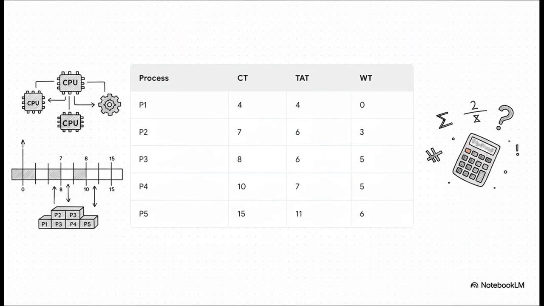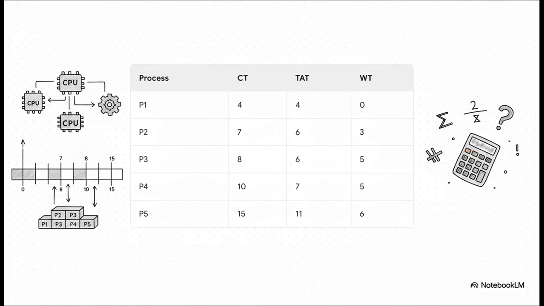Okay, let's build this Gantt chart together. We start at time 0. Who's in the ready queue? Well, only P1 has arrived, so it gets the CPU. Its burst time is 4, so it runs from time 0 all the way to 4. That means its completion time is 4. Simple enough. Now, at time 4, we stop and look at our queue again. By now, P2, P3, and P4 have all shown up. Since this is first come, first serve, who do we pick?